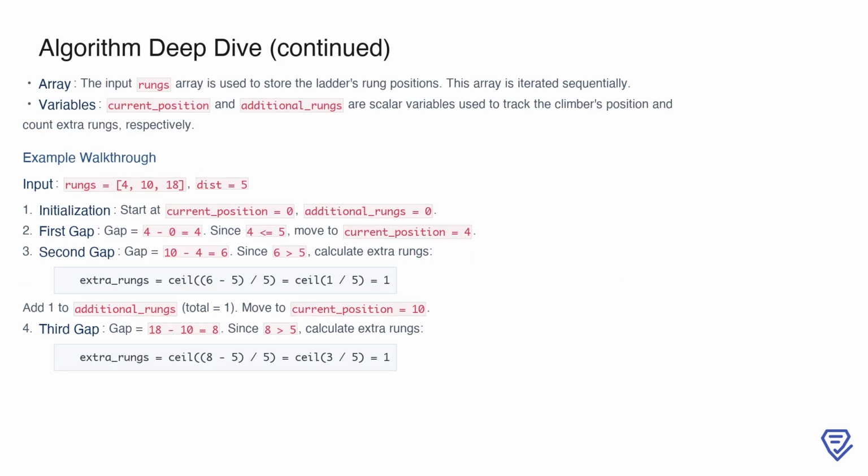The algorithm relies on a few simple but critical data structures. The rungs array serves as the input, storing the predefined positions of the ladder's rungs. This array is processed sequentially during the iteration. Alongside this, we use two scalar variables, current_position, which tracks the climber's progress as they ascend the ladder, and additional_rungs, which accumulates the count of extra rungs added.